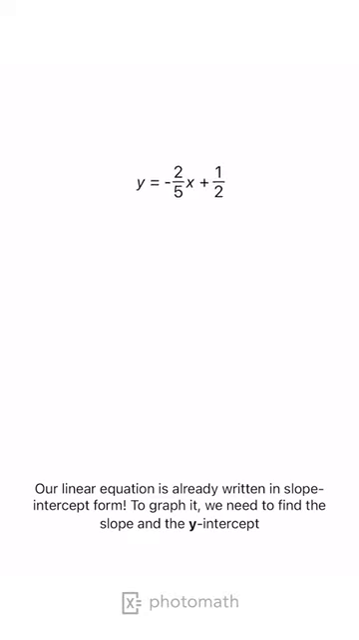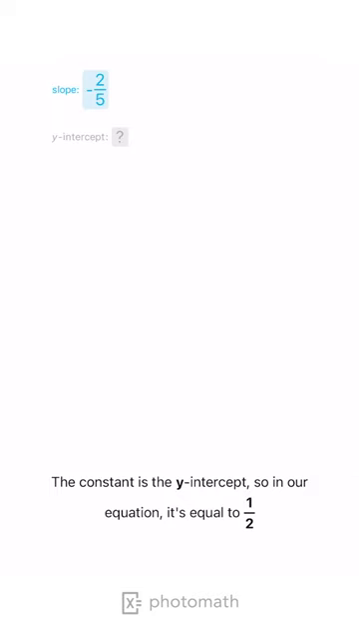Our linear equation is already written in slope-intercept form. To graph it, we need to find the slope and the y-intercept. Let's identify the slope. It's always the coefficient of x, so, here, the slope is -2/5. The constant is the y-intercept, so in our equation, it's equal to 1/2.